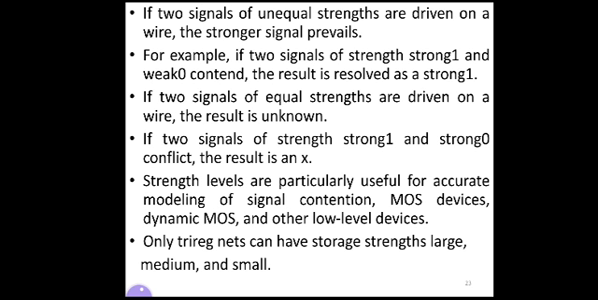For example, if the two signals are strong 1 and strong 0, both have the same strength level, that is strong. As both are the same strength, the result is X. Nobody wins here or nobody loses. The result is unknown.